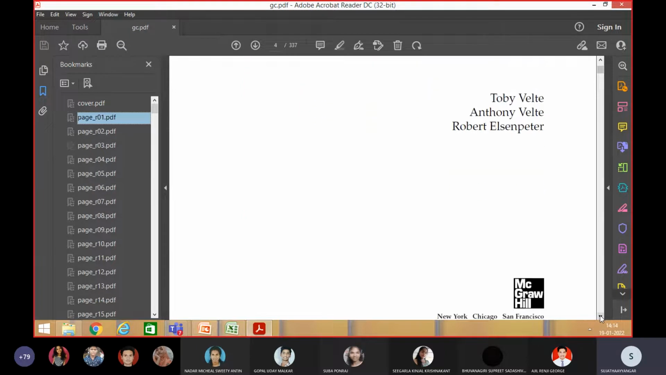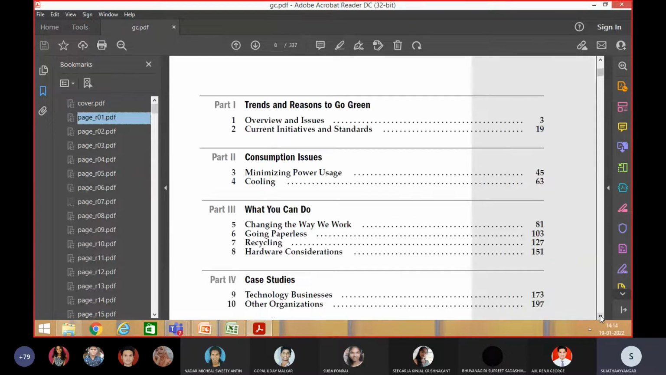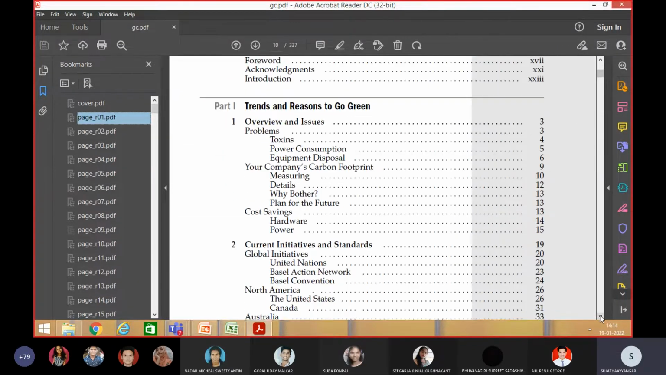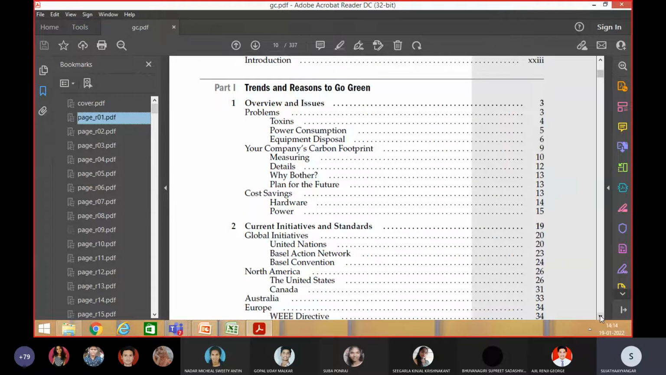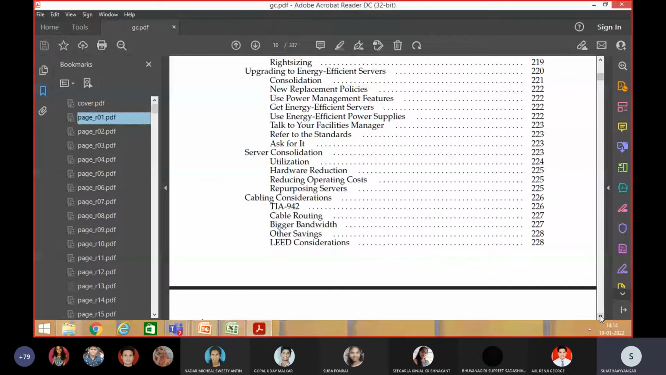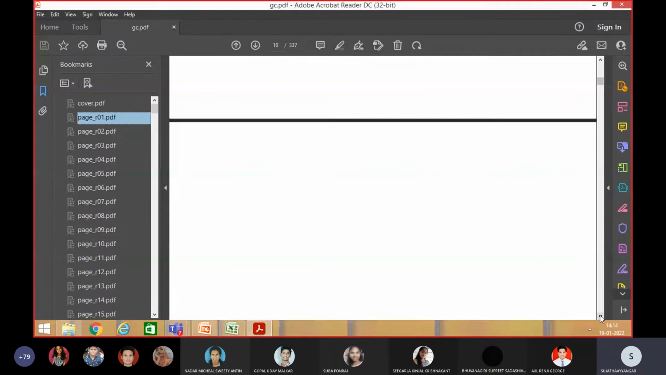I will share this PDF with you all. You can refer to it later whenever the exam is there. First, we are going to study the trends and reasons to go green. Then all the chapters from this book, everything we will study. Overview and issues. I'll start directly with the chapter. Let us not waste our time by reading the index and other things.